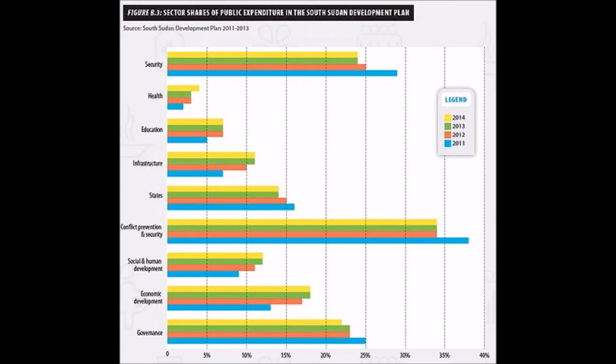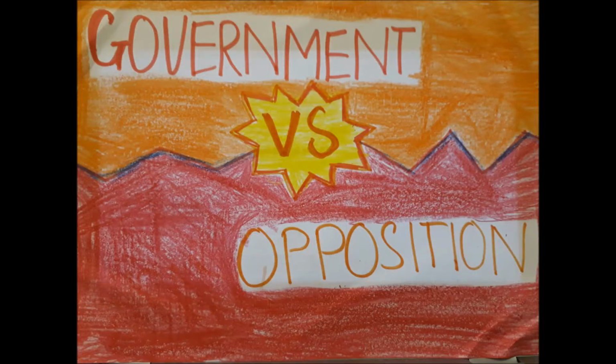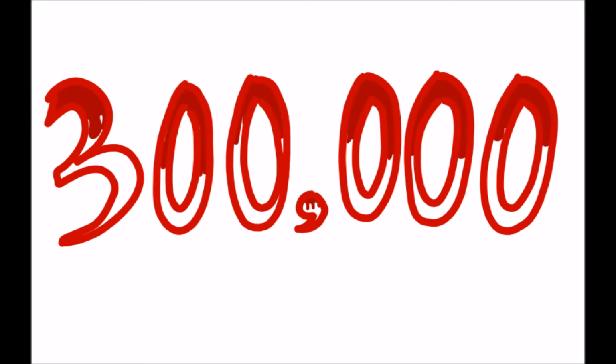Many conflicts are happening in South Sudan. It is the newest country, which gained its independence from Sudan in 2011. During 6 years, more than 2 civil wars happened because of conflict between forces of government and opposition forces. Around 300,000 people were killed in this war.